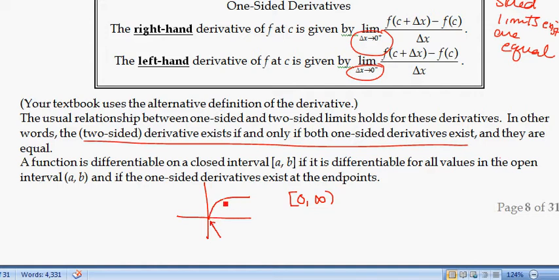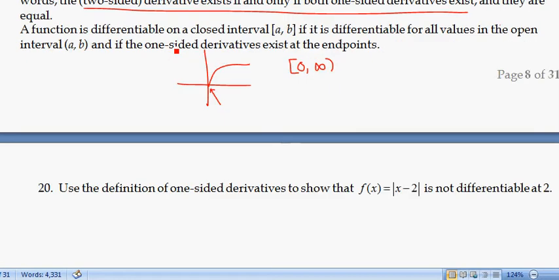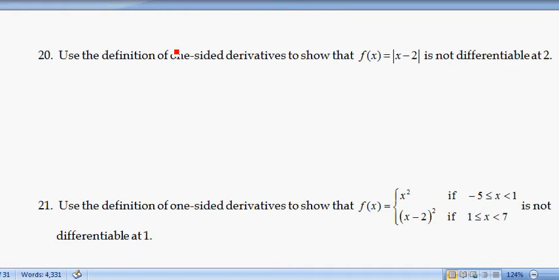But there are other functions that are only defined on some interval for the domain, and in those cases, we really think about the one-sided derivatives. Okay, let's look at an example. So let's use the definition of one-sided derivatives to show this function is not differentiable, right?